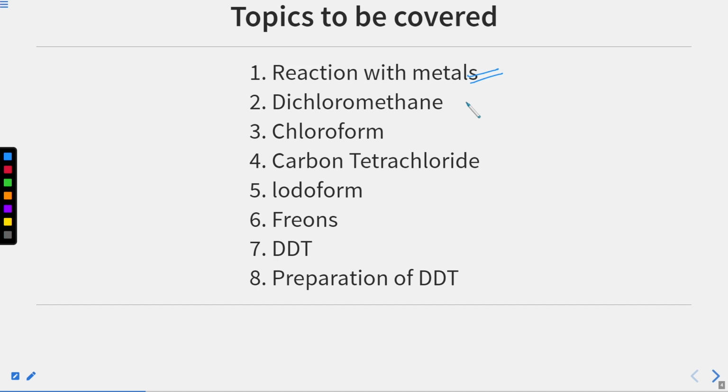We'll see it. After that, we'll see preparation and properties of different commercially available halogen containing compounds like dichloromethane, chloroform, carbon tetrachloride, iodoform, freons, DDT. And since the preparation of DDT is complex, I put up a different slide for it along with its mechanism. Before starting today's topic, let us look at some examples.